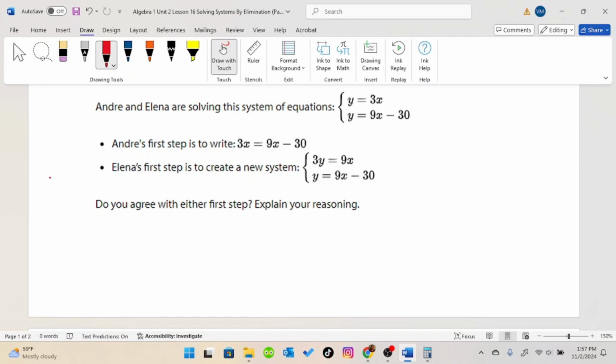So if we look at Andre, he took the y equals 3x, and because 3x equals y, Andre just simply substitutes it in for y on the second one and creates 3x equals 9x minus 30. This is using substitution.